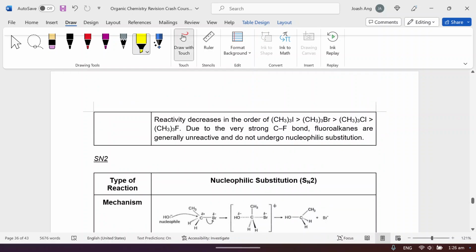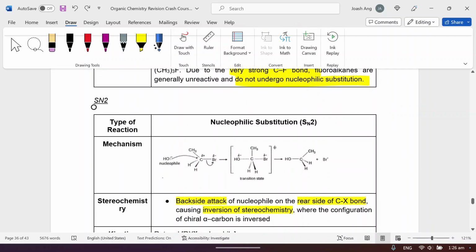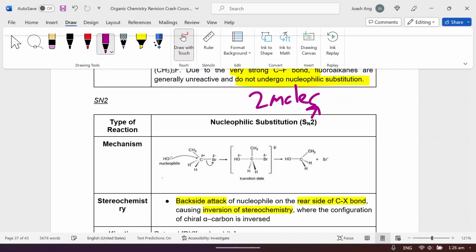The CF bond normally doesn't go through because it's very strong. So no nucleophilic substitution. Alright, for SN2, focus on the 2, which represents two molecules in the rate determining step. Okay?